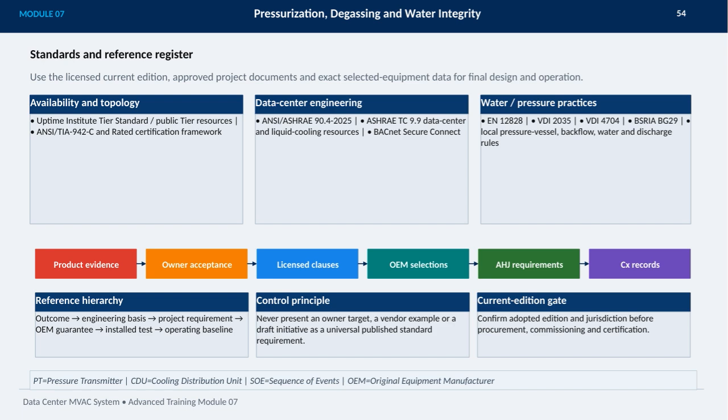The reference hierarchy moves from engineering basis and project requirements, through OEM guarantees and installed testing, to an established operating baseline. It's crucial never to treat owner targets, vendor examples, or draft initiatives as universal standards. Always confirm the adopted edition and jurisdiction before procurement, commissioning, or certification to ensure compliance.